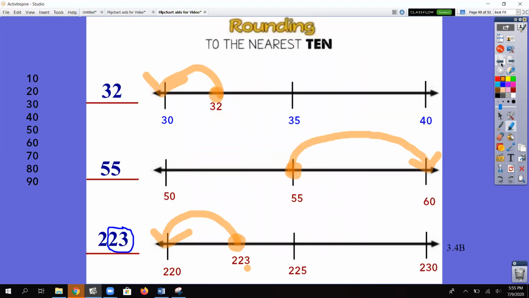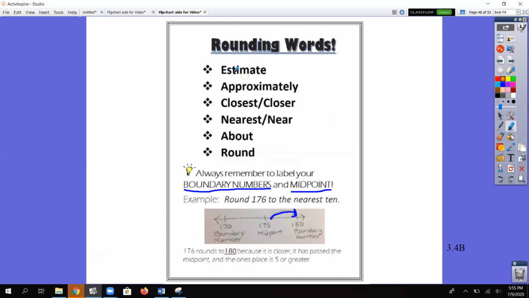And remember our rounding words. When you're looking at word problems, these are the words to look for, and that will let you know that you round. And always remember, round first. For example, if you have to multiply and it says approximately, you have to round those numbers before you multiply. That's very important. Always round first.